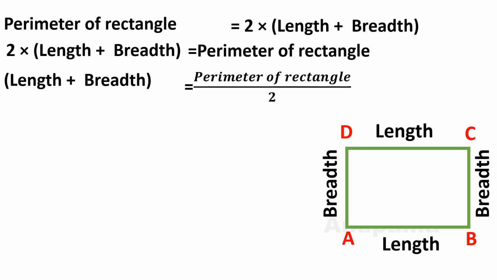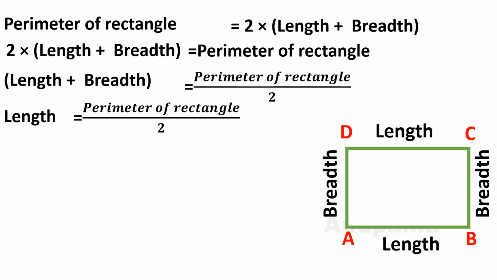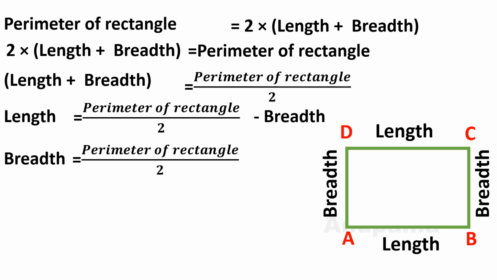Now if you want to find out the length of the rectangle, you will transfer the breadth also to the opposite side, and because breadth is here in the form of addition, when we transfer it, it will become subtraction. So length equals perimeter of rectangle by 2 minus breadth. And in case you need to find out breadth of rectangle, you will transfer the length to the opposite side. It means breadth equals perimeter of rectangle by 2 minus length. So these are the formulas if you need to find out length or breadth of rectangle if perimeter is given and another thing is given to you.